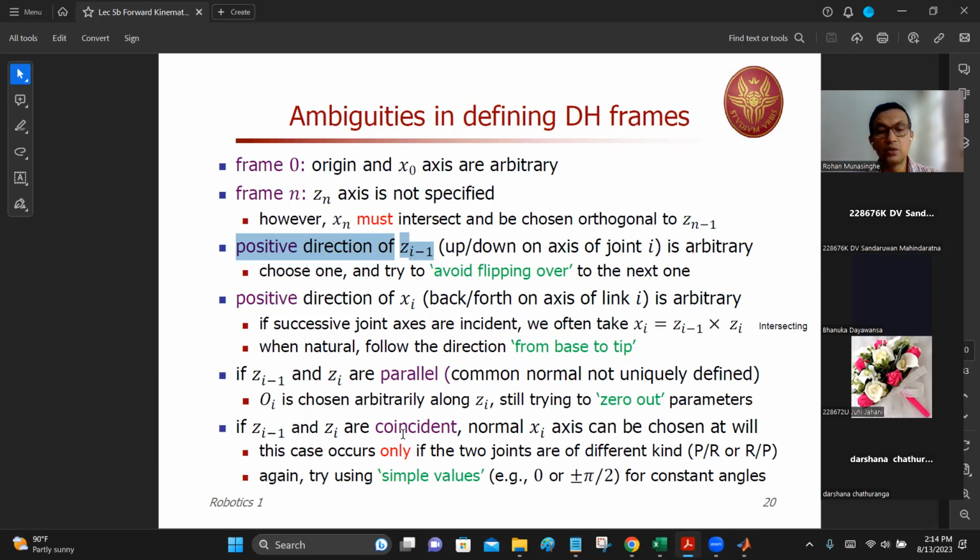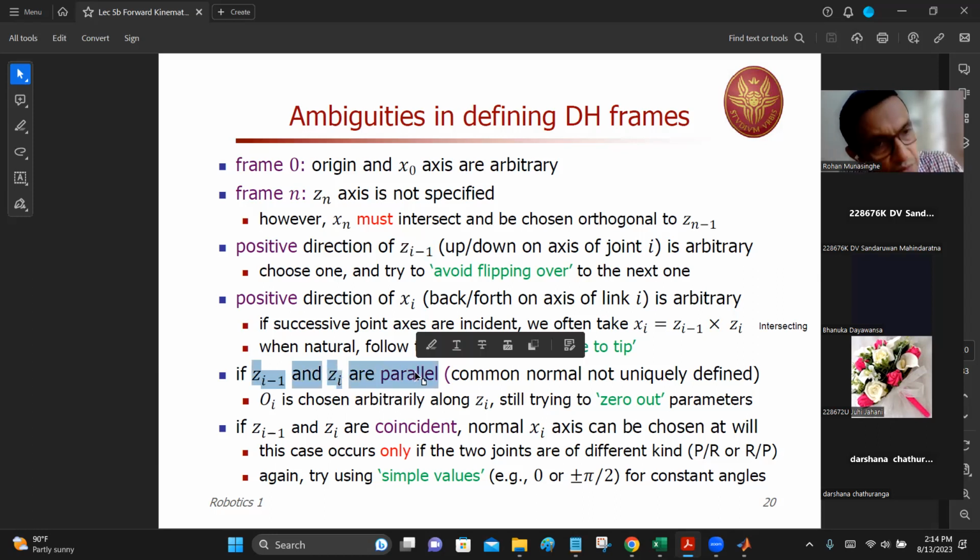Let me take another one or two. Say this one. If Z i minus 1 and Z i are parallel. So again, you saw this case earlier. Two consecutive axes are parallel, right? So when they're parallel, the common perpendicular is not unique. You can have as many common perpendiculars as you wish. Again, you have the freedom to adjust it in the most appropriate position so that you get rid of some of these parameters that you have to deal with in the DH representation.